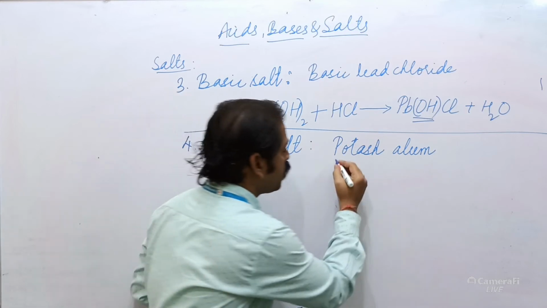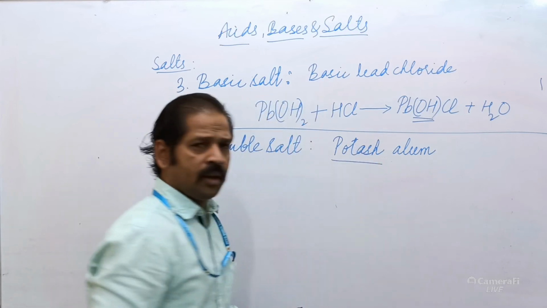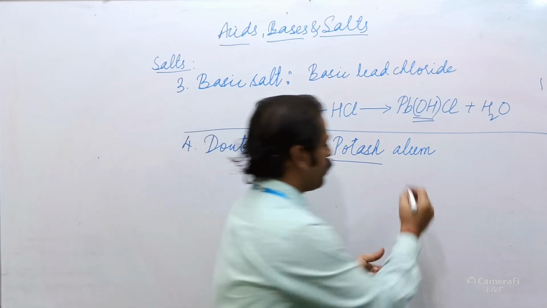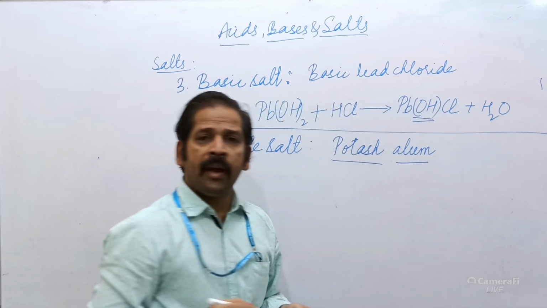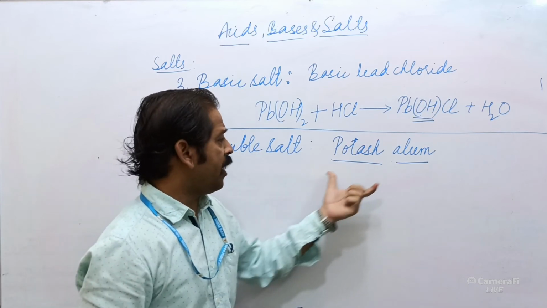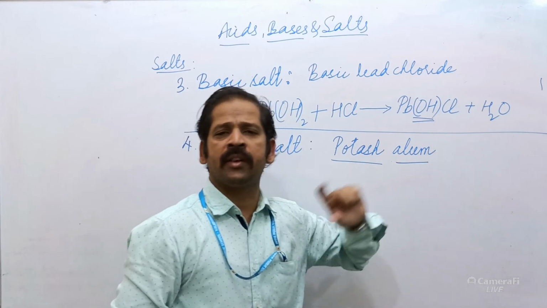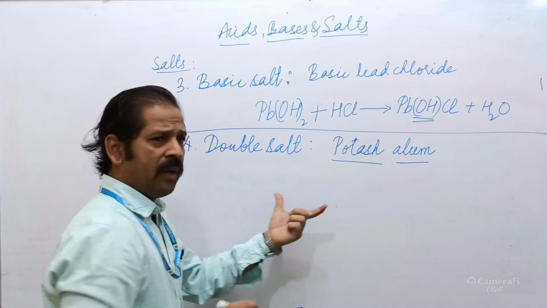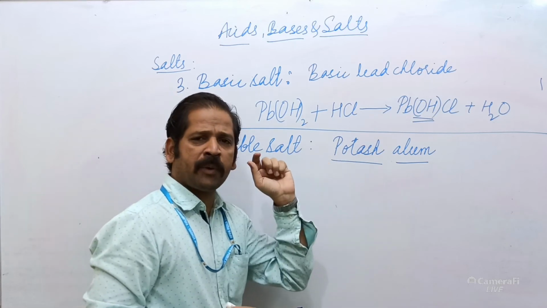Potash alum is an example for the double salt. It has two salts. Potash indicates potassium sulfate. Alum indicates aluminium sulfate. When they combine or dissolve in the water, that is potash alum. I will write the formula of this potash alum.